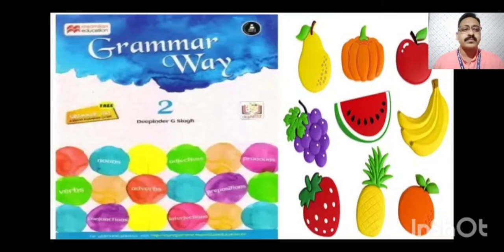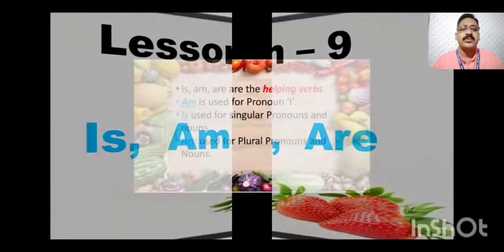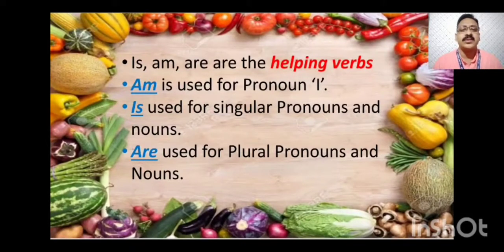So today's lesson number 9 is am, is, are. We are going to read about lesson number 9: am, is, are. These are all helping verbs. Am, is, are are all helping verbs. So where do we use these verbs? Let's see in this lesson. Am, is, are are the helping verbs.